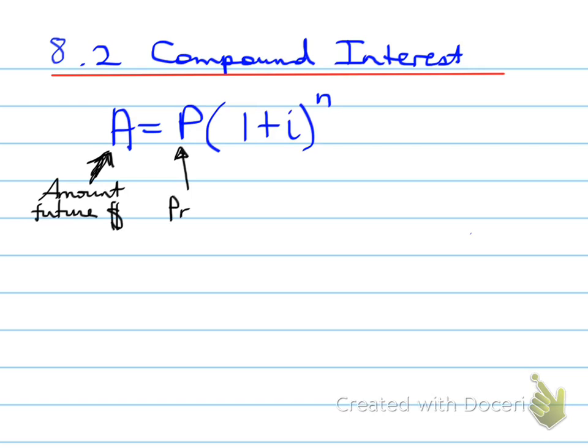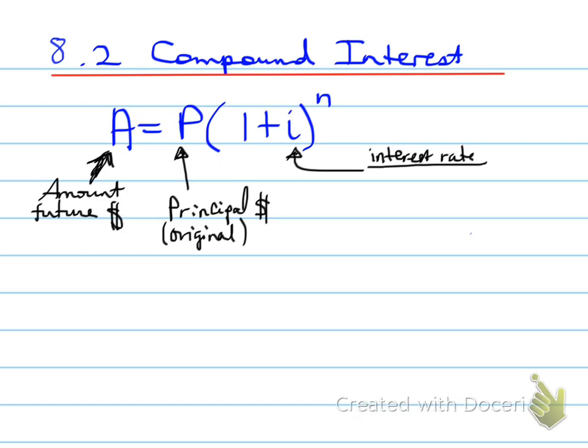P, again, is the principal, the original amount invested, or the initial amount. Again, it's a capital letter and it's in a dollar value. i represents the interest rate. Now, what's really important here is it's not just the interest rate, as in simple interest, but it's the interest rate as a decimal divided by the word. So the interest rate is a decimal, and it's always divided by the word, whatever the word is. And you'll see what I mean a little bit later on. n represents the number of years times the word.